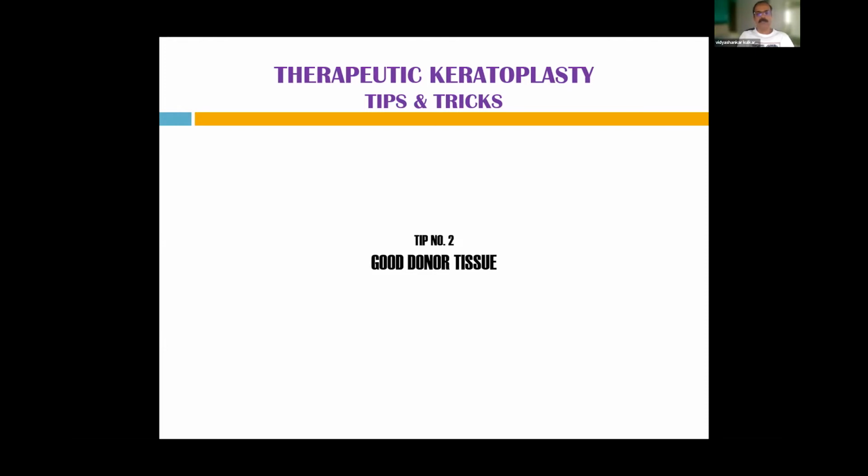Tip number 2 is that we should take a good donor tissue. Often for therapeutic keratoplasty, people take some left-out tissue or old tissue after a few days of usage, which is not used by anybody else. I think whenever you are planning therapeutic keratoplasty, donor tissue is not an issue right now. So take a good tissue so it will survive in the longer run.